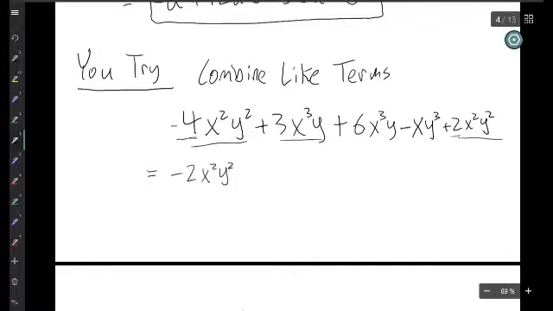And here, x cubed y, we have an x cubed y here. So it's positive 3 plus 6, so 9. 9x cubed y. And then minus xy cubed is by itself.